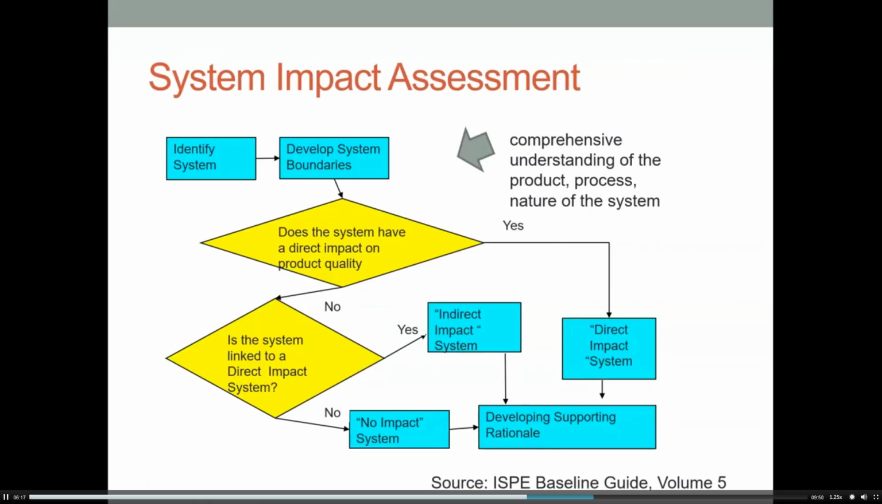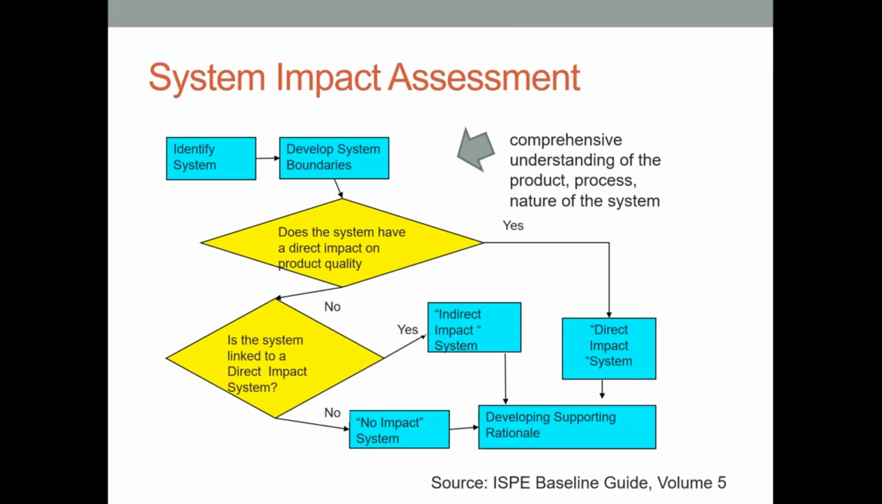System impact assessment, again, would happen during the design phase of the project. So the first thing you have to do is identify what system you're doing. Look at developing your system boundaries, so you have a comprehensive understanding of the product, the process, and the nature of the system. So does the system have a direct impact on quality? If your answer is yes, it's obviously going to be a direct impact system. That's very straightforward. You need to develop your supporting rationale.